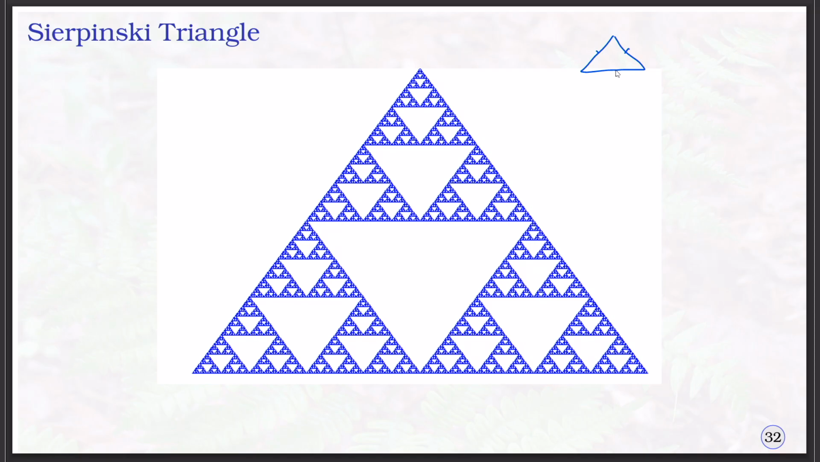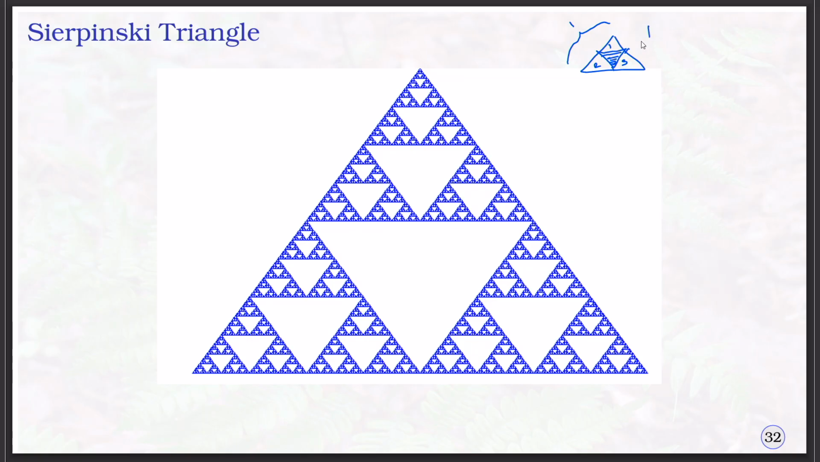I just recall it. We divide each side as 1 by 2, so you can assume that the side length is 1, and we divide each side into 2 equal parts and join the midpoints. After the first iteration, we remove the interior without the boundary. We have 1, 2, 3 triangles which have the side length 1 by 2.